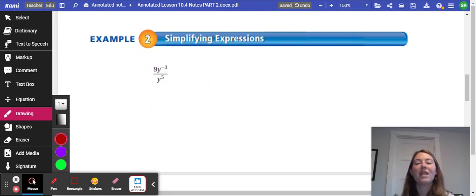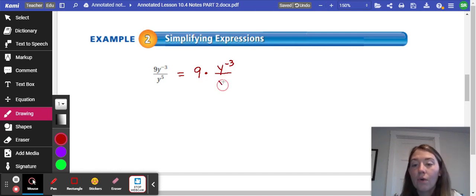Okay, so for example 2, we are simplifying expressions. In this one, we're actually simplifying this expression. Now, again, I can see that we can use our quotient of powers property here, right? We're dividing two powers that have the same base. They both have base y. Okay, so if it helps you, you can take this 9 out and rewrite it as 9 times y to the power of negative 3 over y to the power of 5.